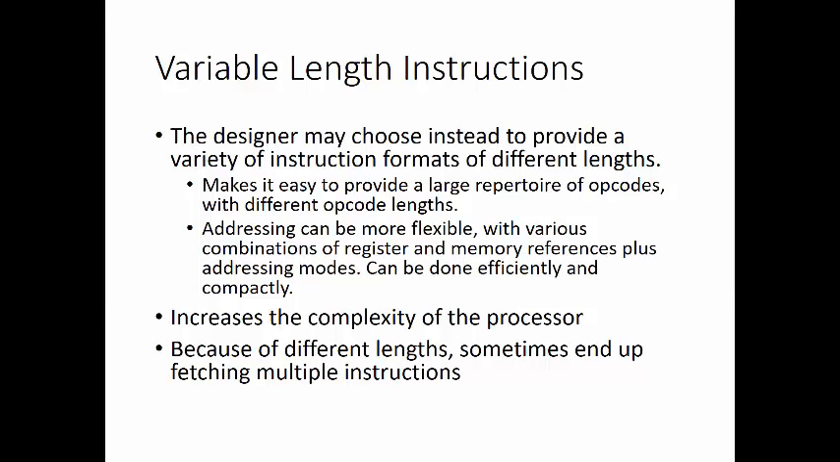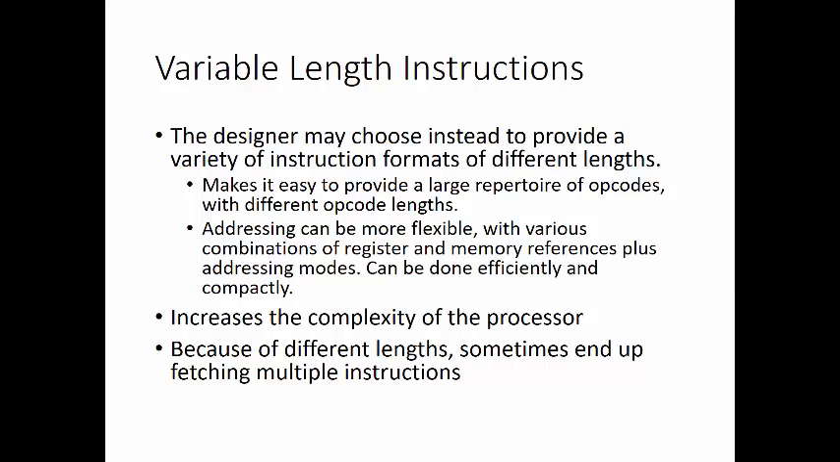This does, on the other hand, increase the complexity of the processor, and because of different lengths, you sometimes end up fetching multiple instructions if one is an example of another. So the principal price to pay is the increasing complexity of the processor, as we mentioned in bullet point 3, although the fact that we have cheaper hardware nowadays and use of microprogramming, which we'll get to in the next section, and the general increase in the understanding of processor design have made this a pretty small price to pay.